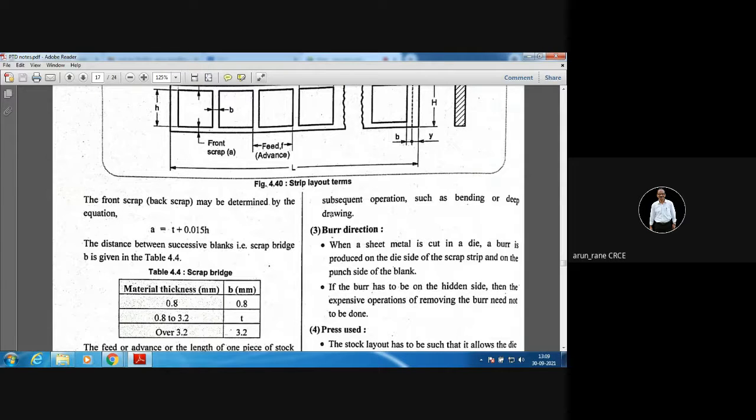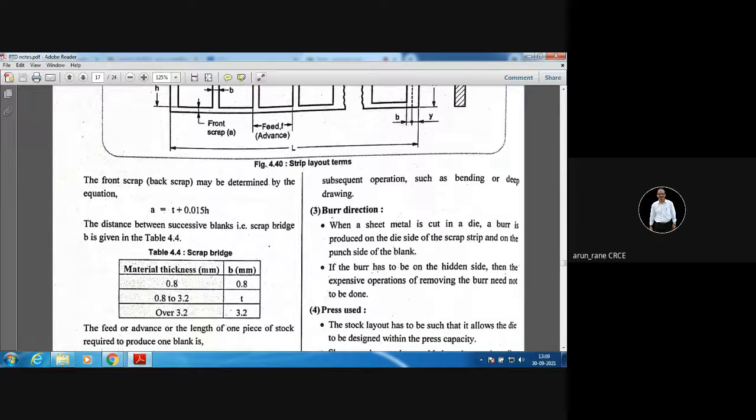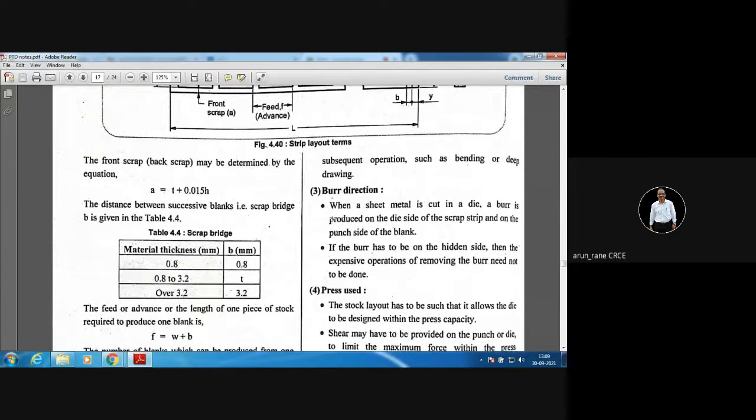From the burr, you can also tell from which side the punching was done, which is the top position and which is the bottom position. Generally, the burr is always at the bottom. So if you can feel the burr, you can definitely say that this is the bottom portion of the component. This is what is called the burr direction.